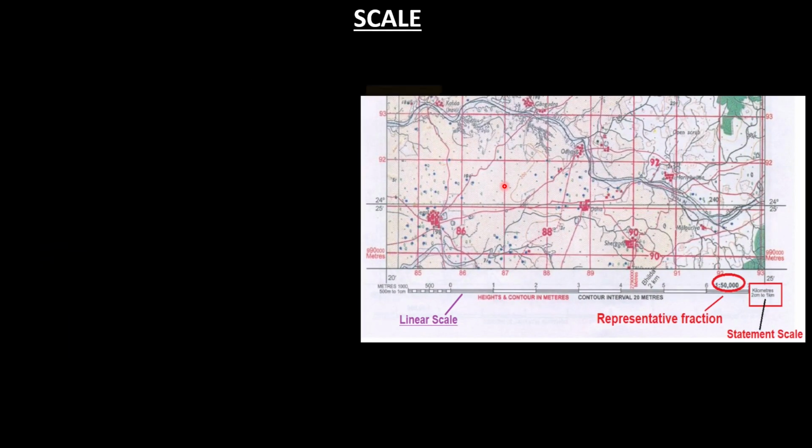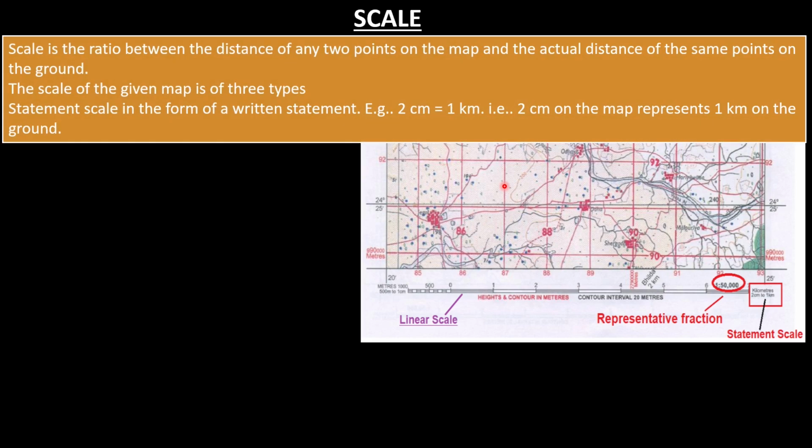Scale. Scale is the ratio between the distance of any 2 points on the map and the actual distance between the same points on the ground. The scale of the given map is of 3 types. Statement scale. Over here we are showing statement scale. It is in the form of a written statement like 2 cm to 1 km. That is, 2 cm on the map represents 1 km on the ground.